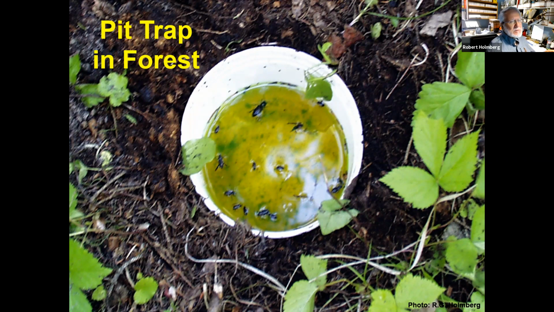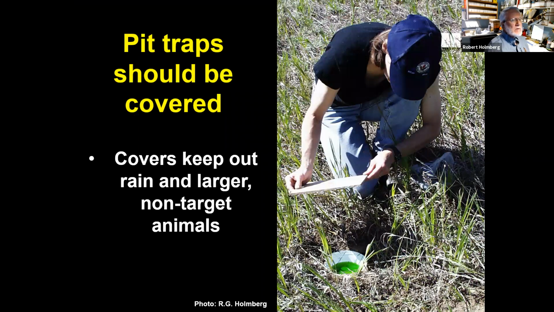So all these pit traps are dug into the surface, and the top of the container is about level with the ground. The organisms crawl along the ground and fall in and get trapped by the preservative or just the pit trap itself. So often they're covered, and these covers will help exclude non-target organisms. They also keep out rain, because if a lot of rain came, the water would wash out the things you were trying to collect.